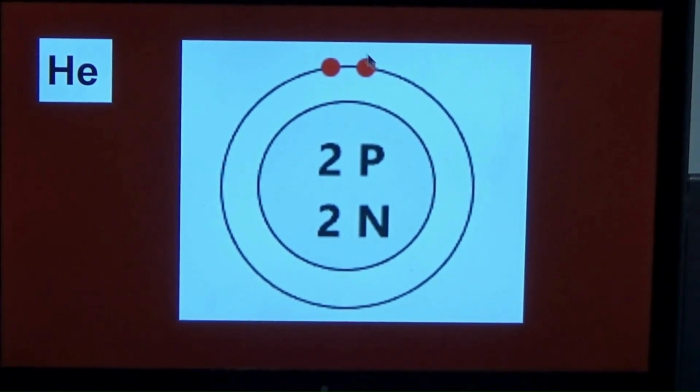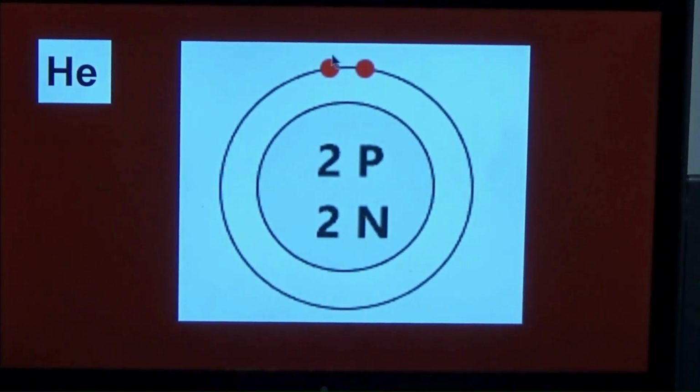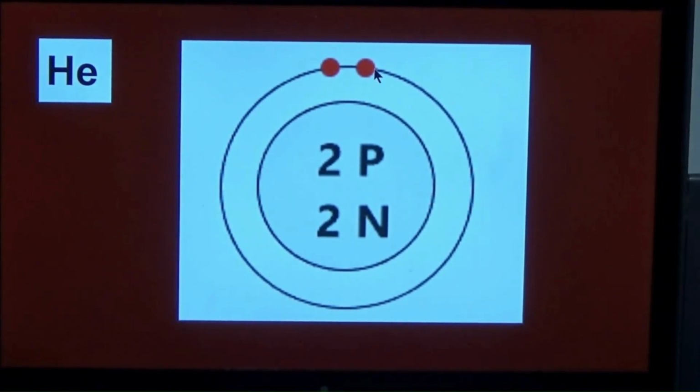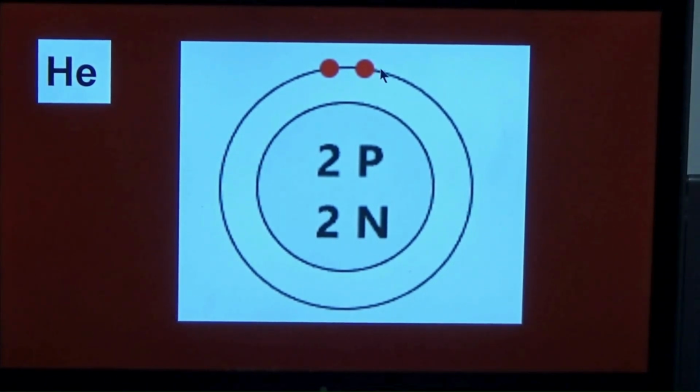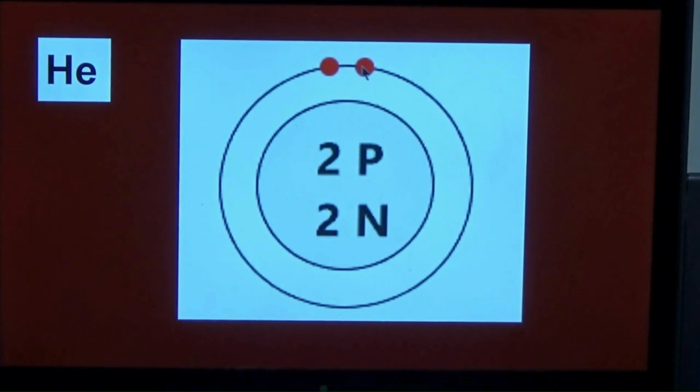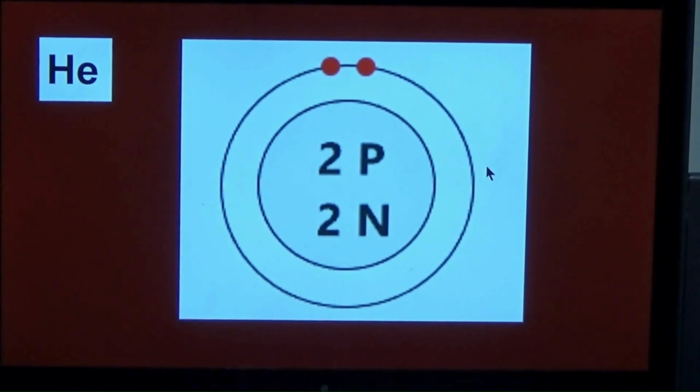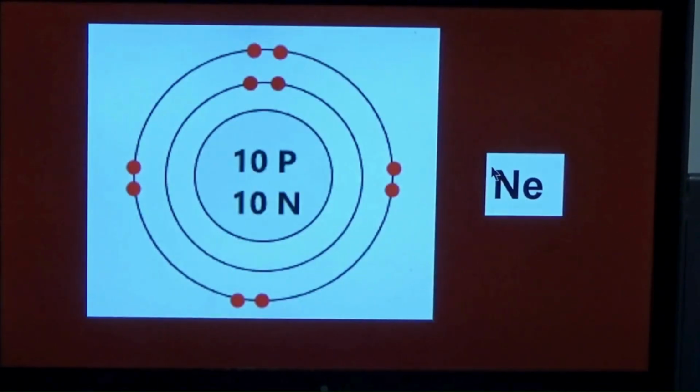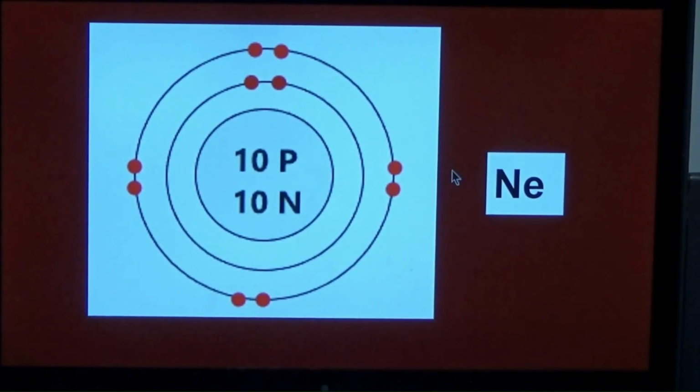The first orbit requires only 2 to get completely filled up. So this is called a duplet, and since its orbit is completely filled, it does not need any other electrons and it is fully satisfied. So it does not combine with any other atom, it does not react, and therefore it is called an inert gas, which is completely non-reactive and does not create bonds.